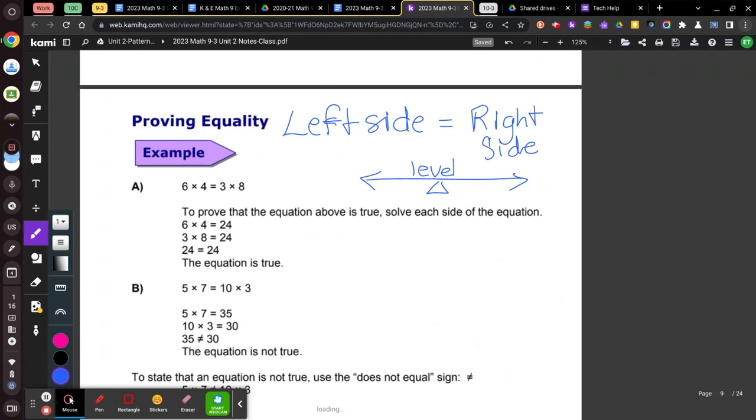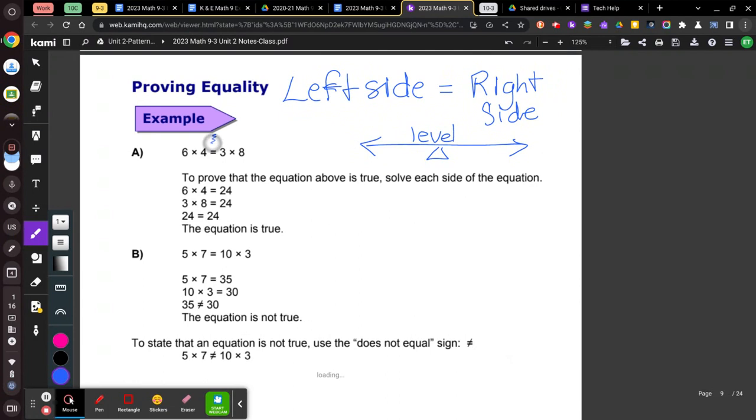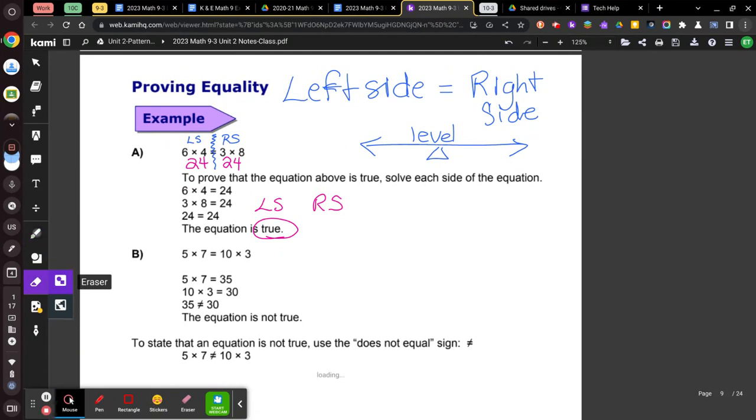So here it says we want to prove that this is true. Well, if you want to prove it, that means on our equal sign, we put a little squiggly line down there, and we check our left side, and we check our right side. We have 6 times 4, we get 24. If I take 3 times 8, I get a 24. That means that it's true. So if my left side equals my right side, we say it is true. That's supposed to be an equal sign there.